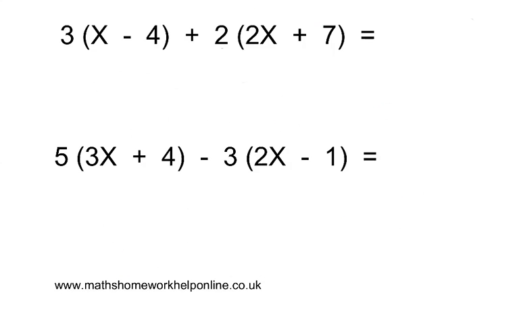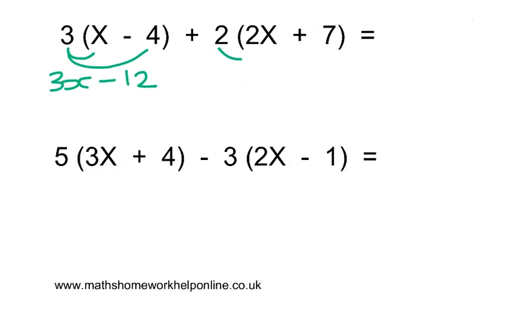So now for something a little bit more complicated. Whenever you get a question like this, the first step is always expand everything out of a bracket. So if we look at the first one, we've got 3 brackets x minus 4. So we're going to do 3 times x minus 3 times 4. So that will be 3 times x is 3x minus 3 times 4, which is 12.